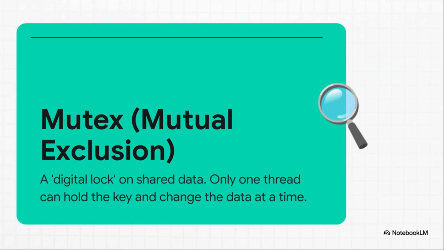So that lock that I just mentioned, it has a name. It's called a mutex. It's short for mutual exclusion. And the bathroom door analogy is honestly the best way to think about it. Only one person, or in our case, one part of the code, can have the key and be inside changing the data at any given moment. This is what prevents total chaos and makes sure your data doesn't get corrupted because two things are trying to write to it at the exact same time.